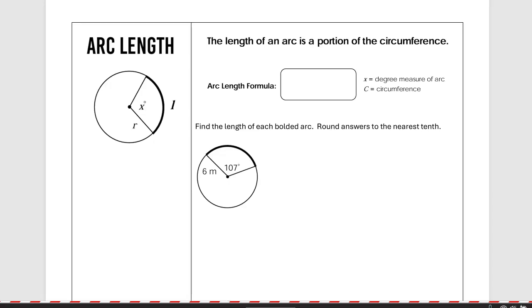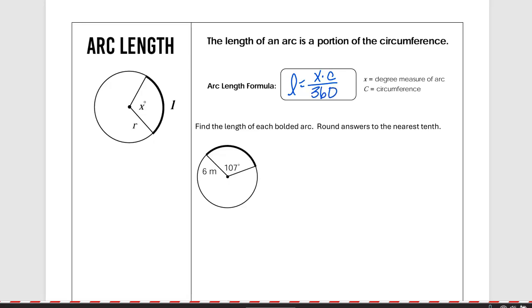Okay, so the last topic we're going to cover this week is arc length. The length of an arc is a portion of the circumference. Remember, the circumference was the distance around the circle. So when we talk about arc length, we're just calculating a tiny portion of it. Again, that formula is L equals X times C over 360.